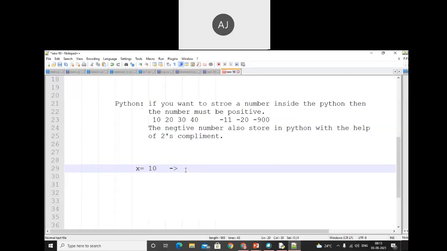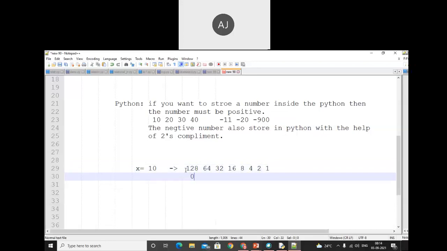So let's assume that we have 8 bits: 128, 64, 32, 16, 8, 4, 2, 1. This is the formula by which we can calculate the binary, and we get the values 0, 0, 0, 0, 1, 0, 1, 0.